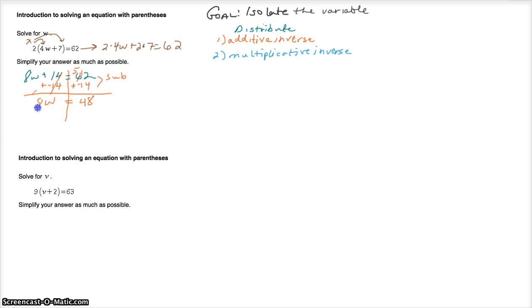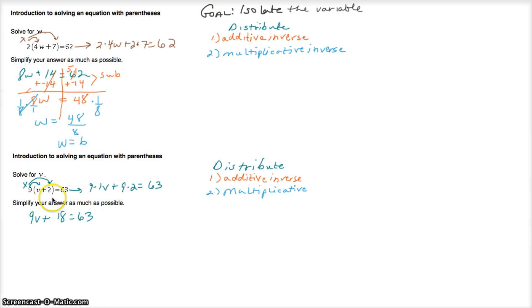Well, if this is 8 over 1, my flip is 1 over 8. These are going to cancel and leave me with 1 over 1, or 1w, and this is going to be equal to 48 over 8. And so w is going to equal 48 divided by 8, which is 6. Let's look at the next example.